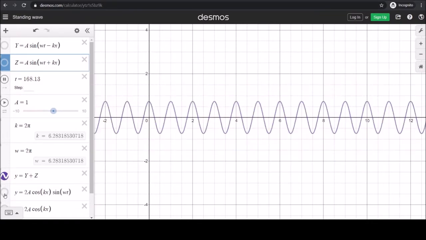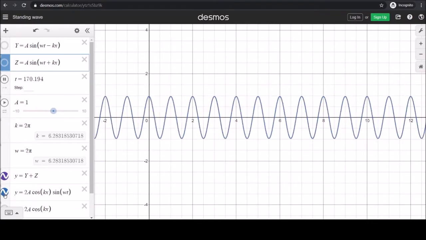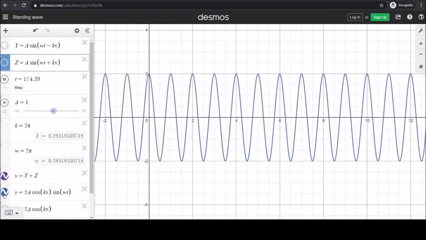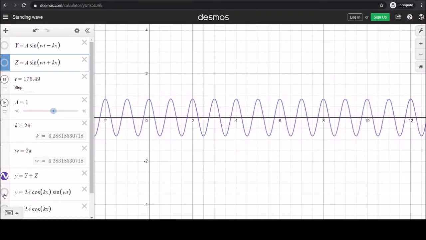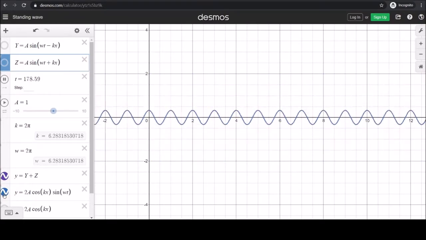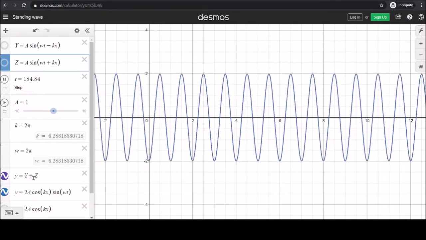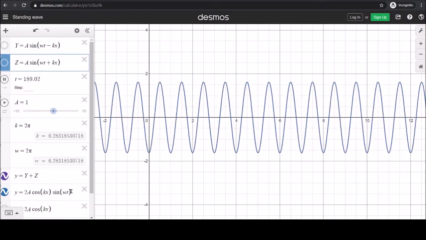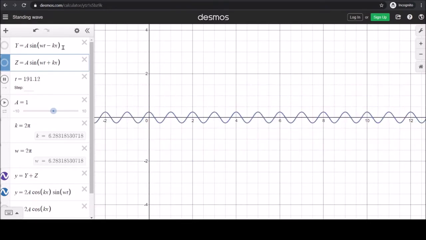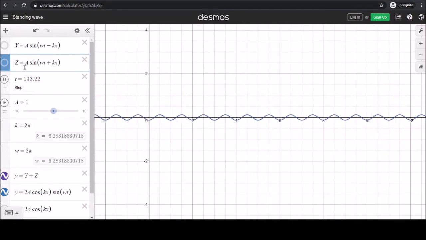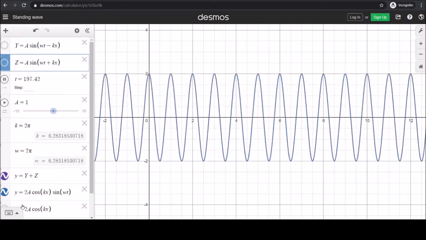I switch this on, then you see it will overlap with the previous wave. I switch this off, and I switch this on, then you see it's exactly overlapping the big Y plus big Z. So it proved that this is the correct equation. This equation equals the sum of big Y and big Z. So this is the equation for a standing wave.